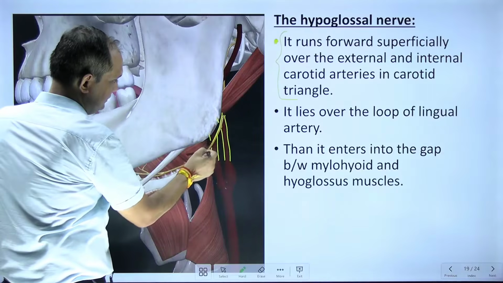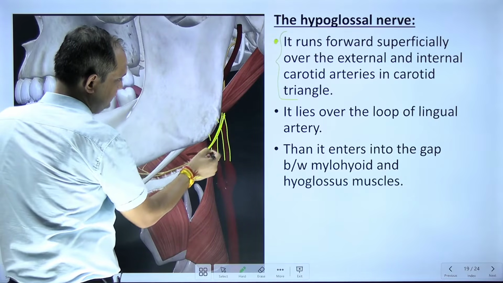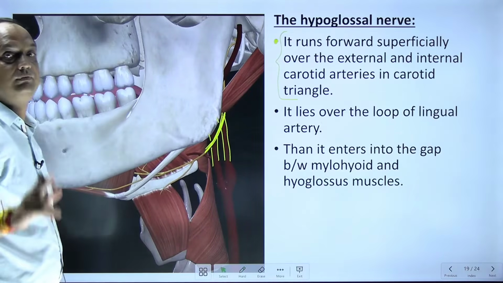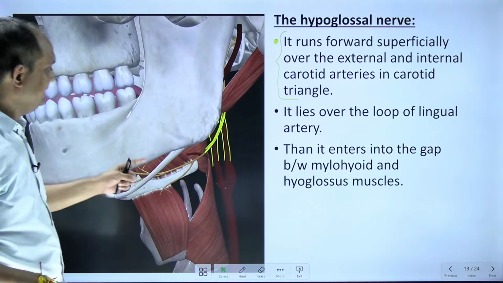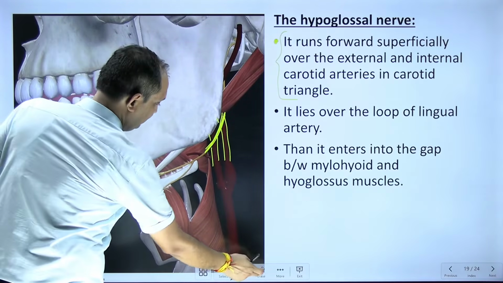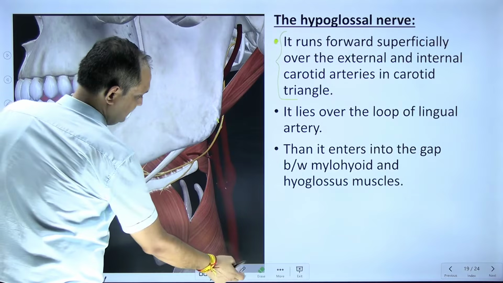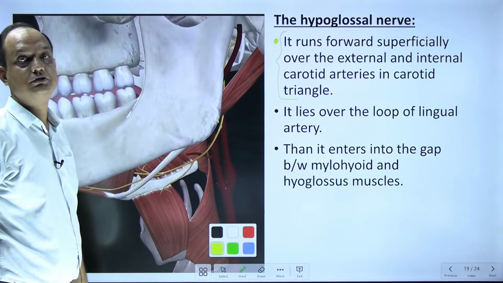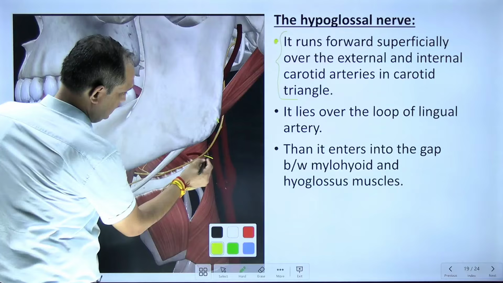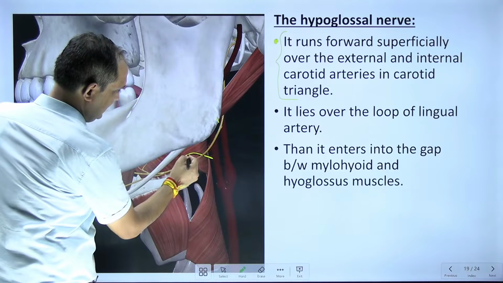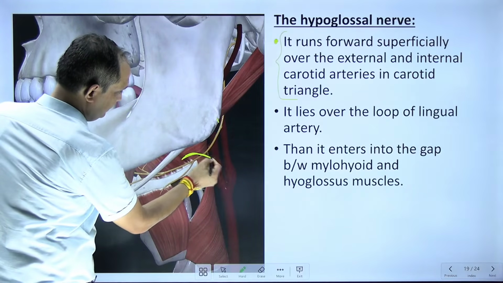Now here is the nerve. So the nerve is crossing the superficial area of these arteries. So this is the first important thing. The second thing you have to understand is that there is one artery arising from the external carotid. Now this is the lingual artery. You can see the origin of the lingual artery, and this origin is making a loop.